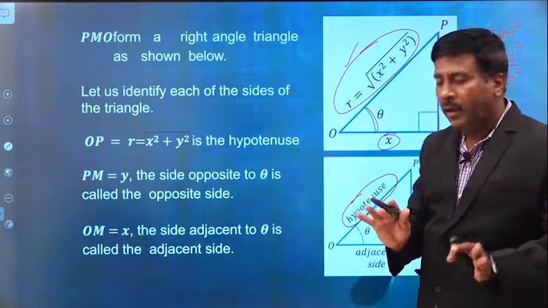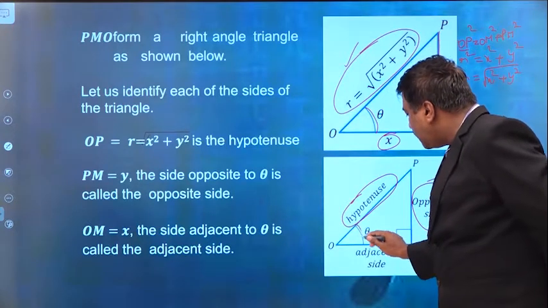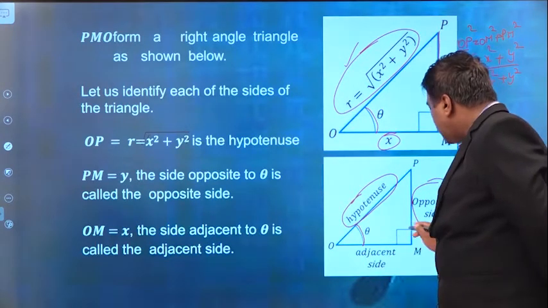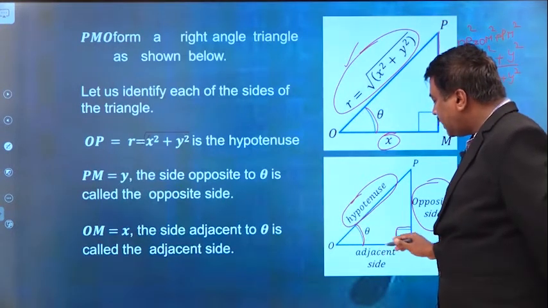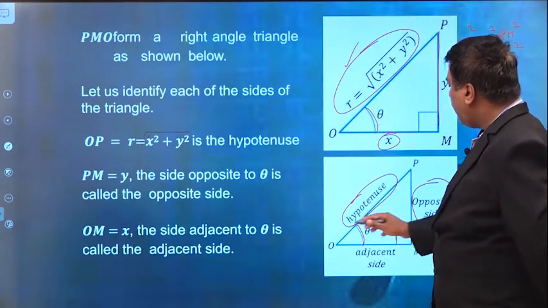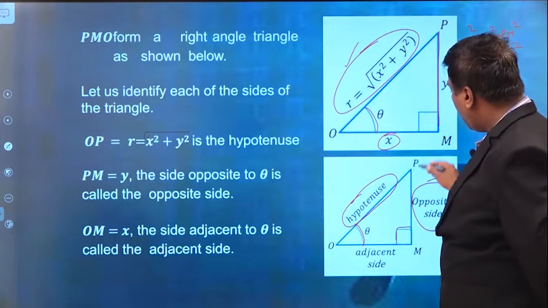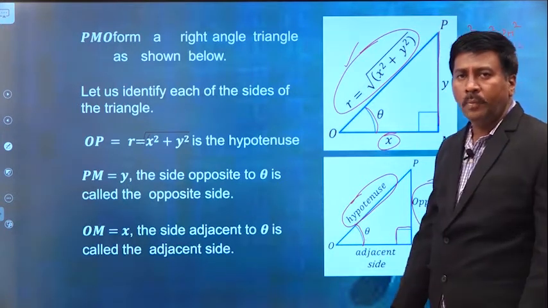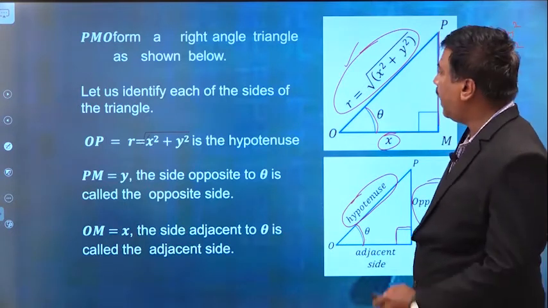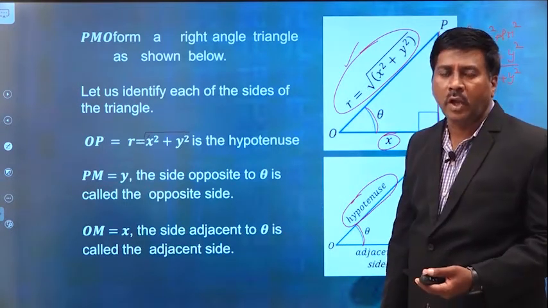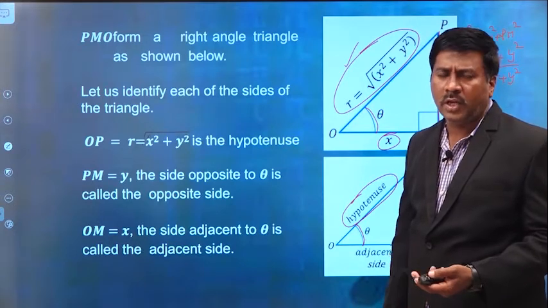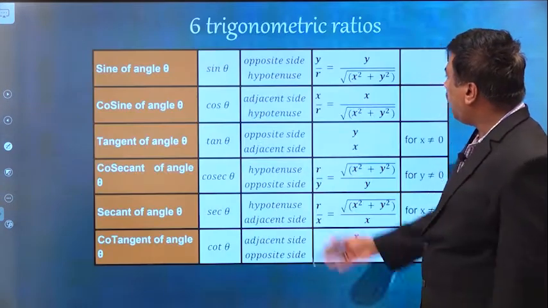All of you keep this in your mind. Here the angle is theta and this angle is 90 degrees. For this angle, the adjacent side is OM, the hypotenuse is OP, and the opposite side is PM. Please keep this in your mind. Using this, I will define the trigonometric ratios that are available. Please all of you see this.